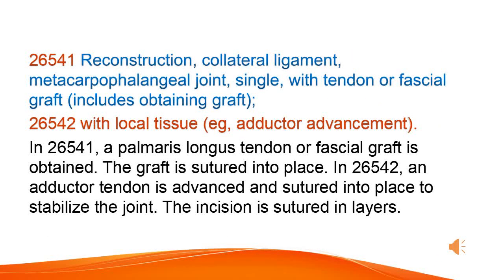Reconstruction, collateral ligament, metacarpophalangeal joint, single, with tendon or fascial graft, includes obtaining graft with local tissue, e.g., adductor advancement. In 26541, a palmaris longus tendon or fascial graft is obtained. The graft is sutured into place.